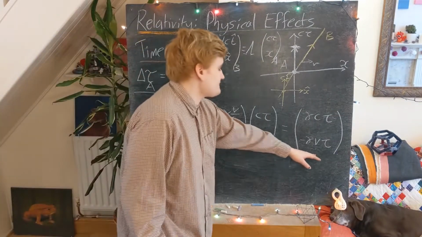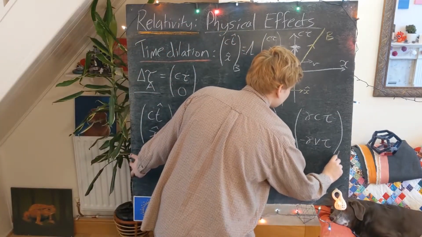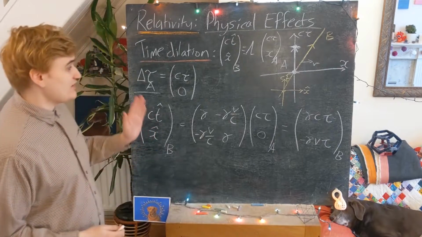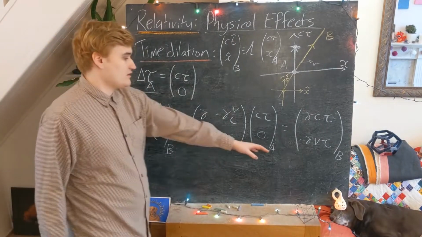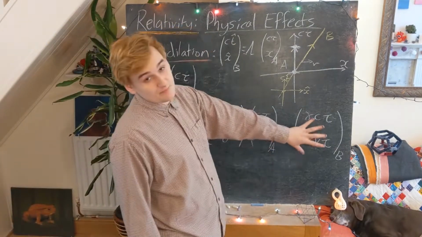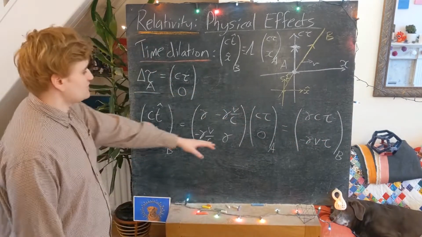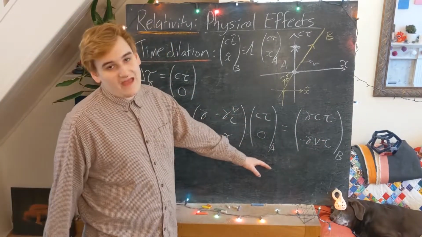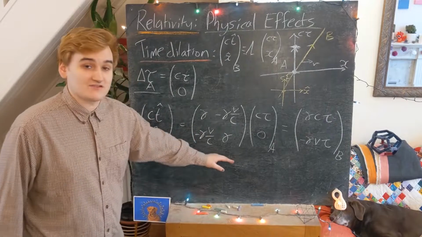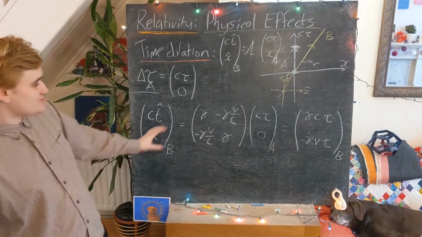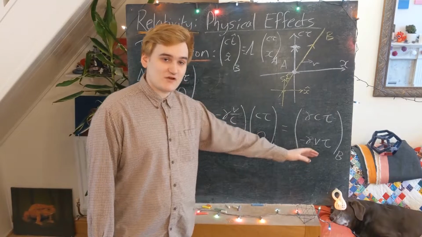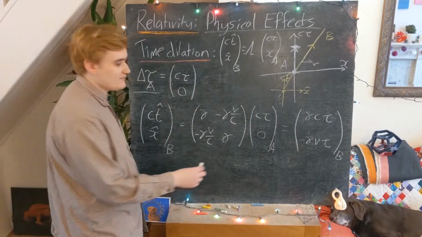So what this thing is, it's specifying essentially a vector in the B frame that is going to be pointing to the point in the B frame that corresponds to the point in the A frame after it's been Lorentz transformed.